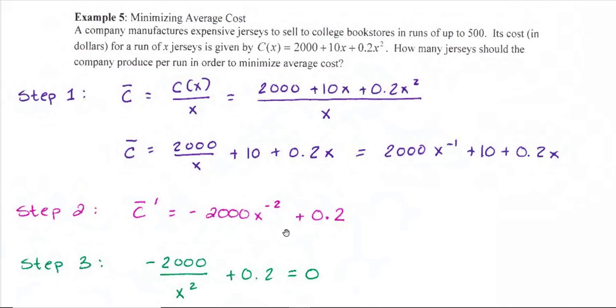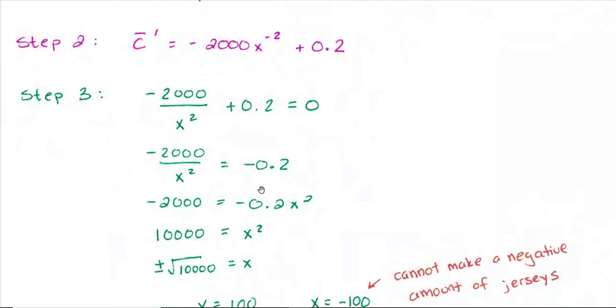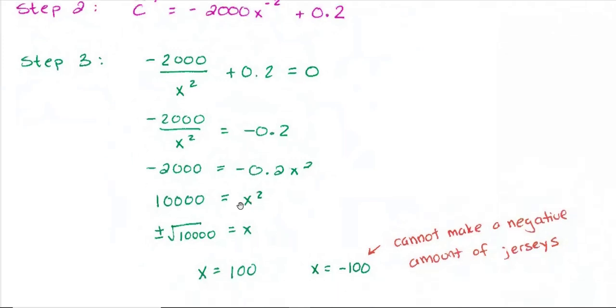Step 2, take the derivative, as I did here: negative 2,000 x to the negative 2 plus 0.2. Step 3, I brought the x squared back down to set it equal to 0. Negative 2,000 over x squared plus 0.2 equals 0. Subtract the 0.2. Multiply both sides by x squared. Divide by negative 0.2, and I get x squared equals 10,000, or that x is plus or minus the square root of 10,000, which gives me two answers, 100 and negative 100.